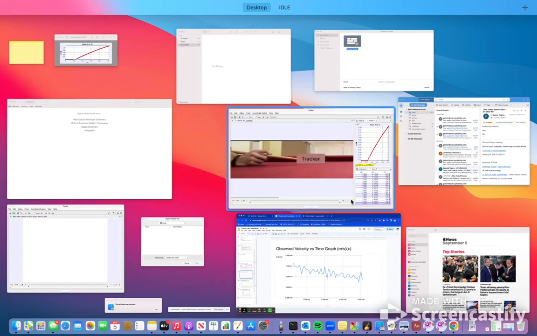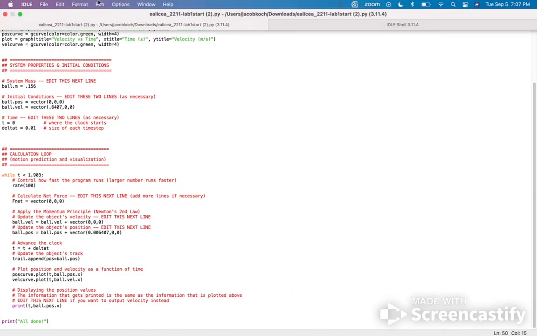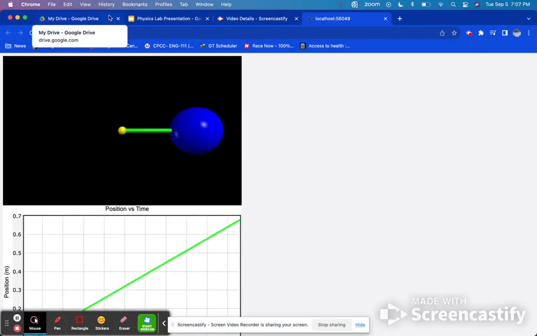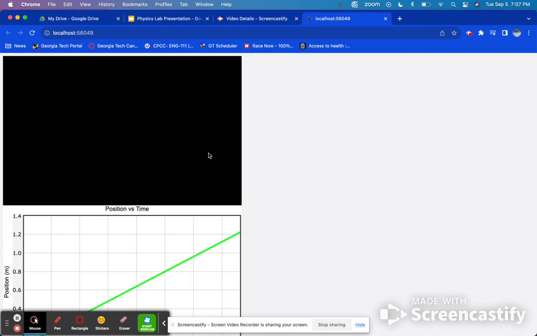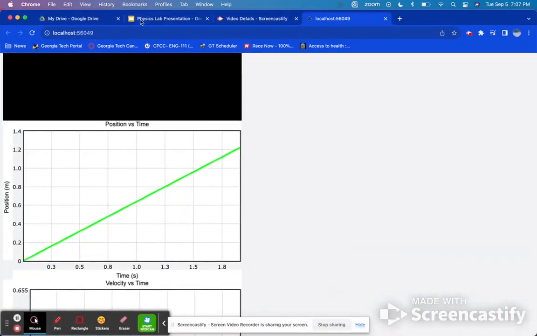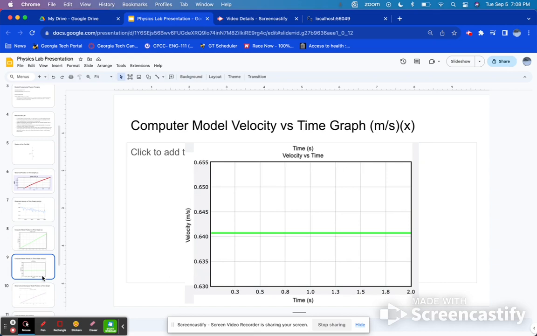So here's the code I used for the computer graph. When I run this module with the exact same parameters as the pool ball, it shows the motion. And this has 0 net force because I was able to neglect friction using the computer model. So here's the graph for that. It shows a constant velocity. And here's the velocity. It's roughly a little above 0.64.